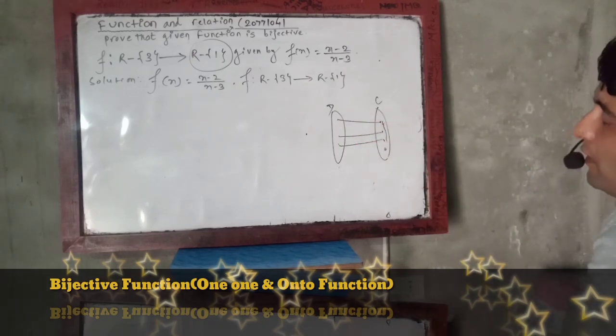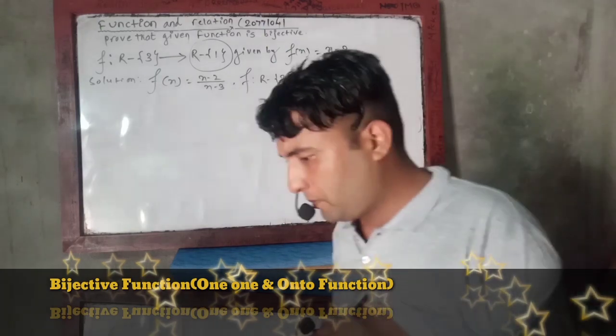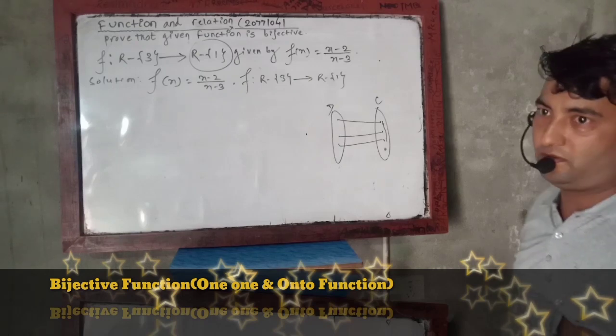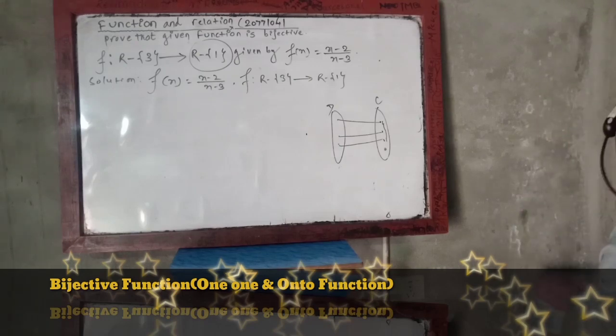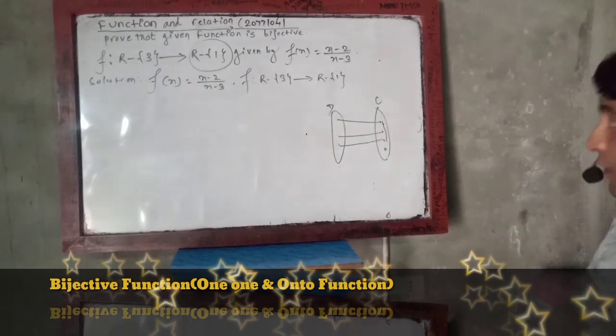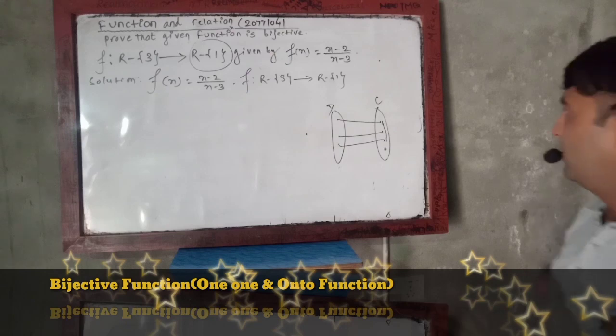And we need to prove the injectivity of the function. Injectivity of the function is also called a one-to-one function. Now, what type of function is said to be a one-one function? We have already studied this in the previous classes: different domain elements have different range elements.